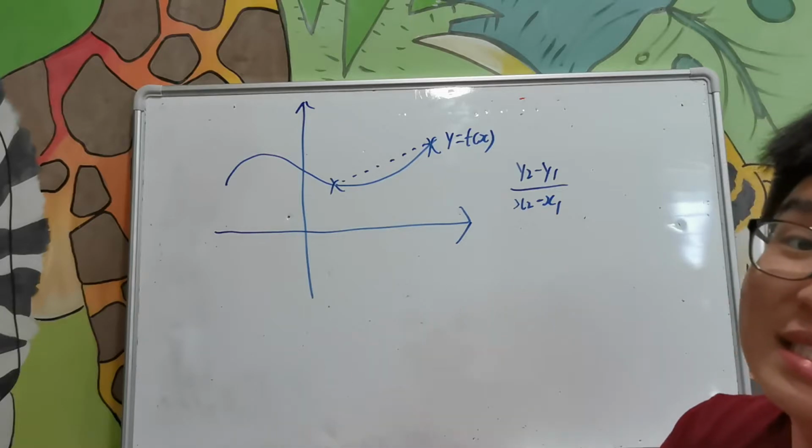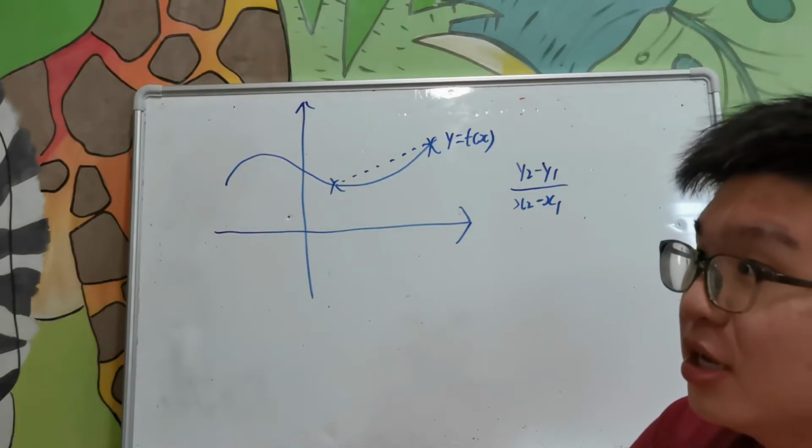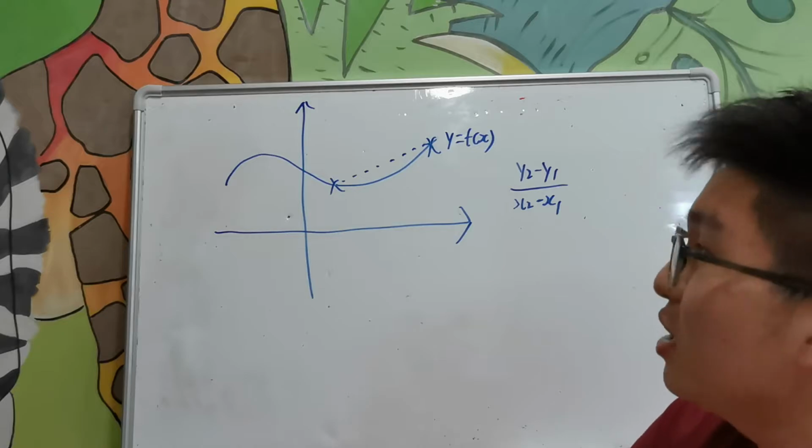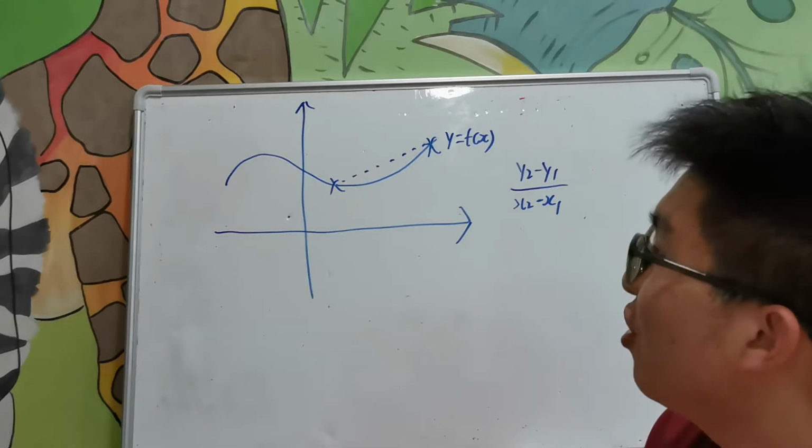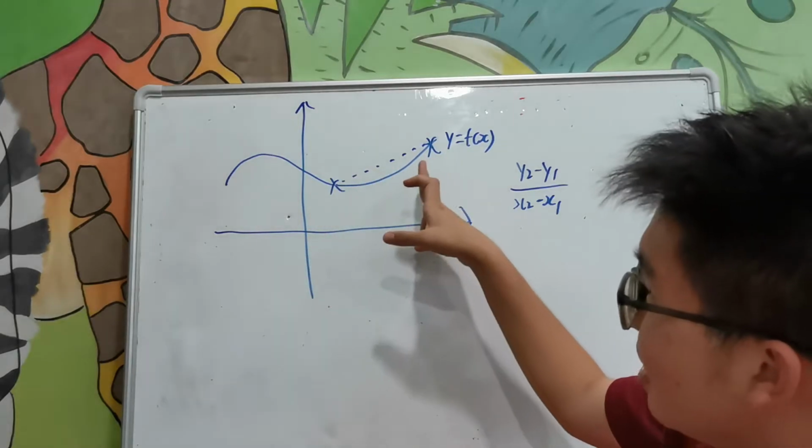What about instantaneous rate of change? I want you to think about it. How can I draw a line on a point?